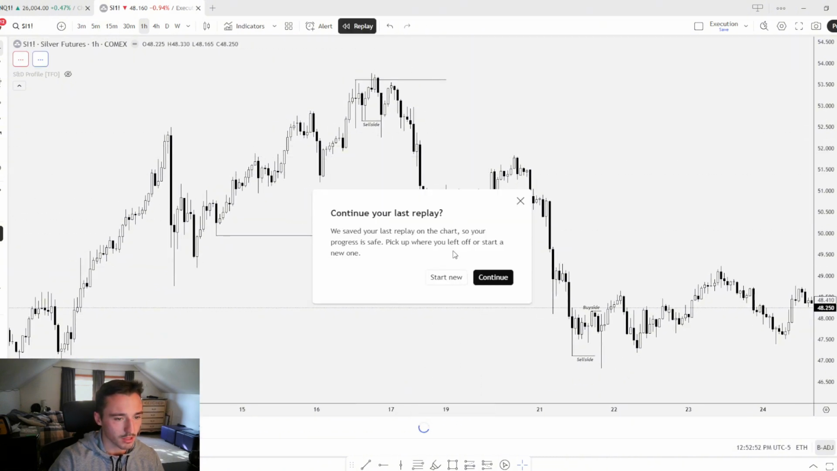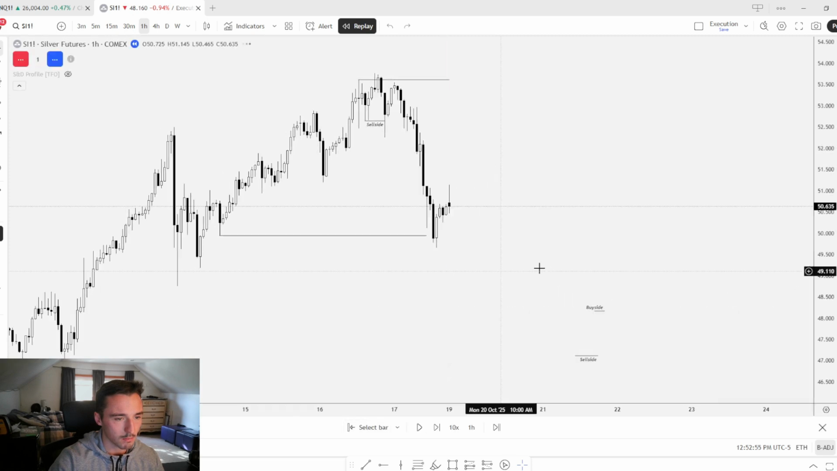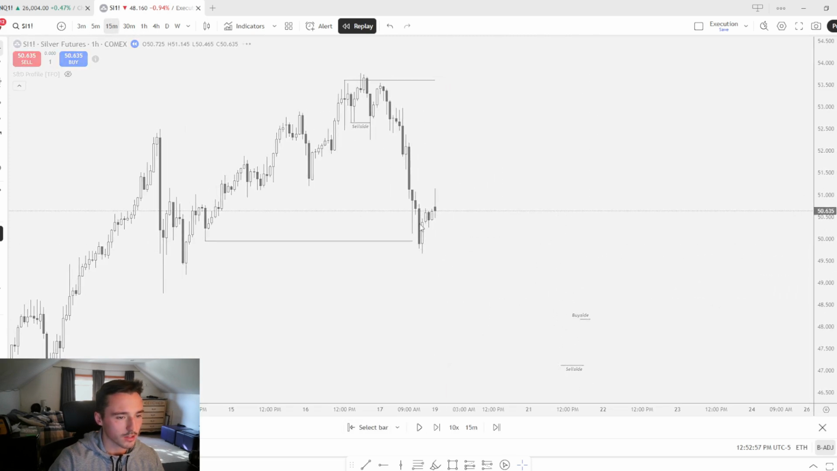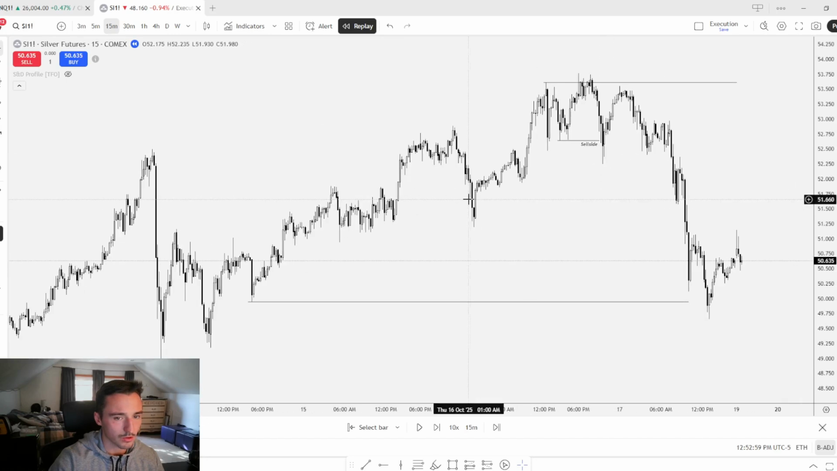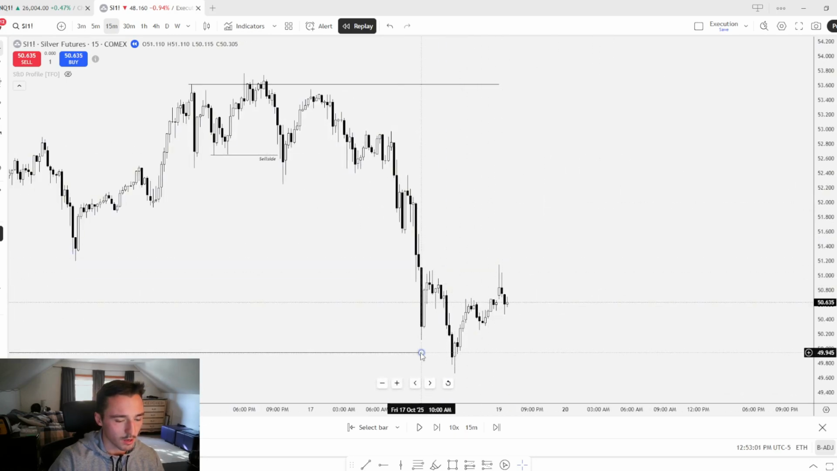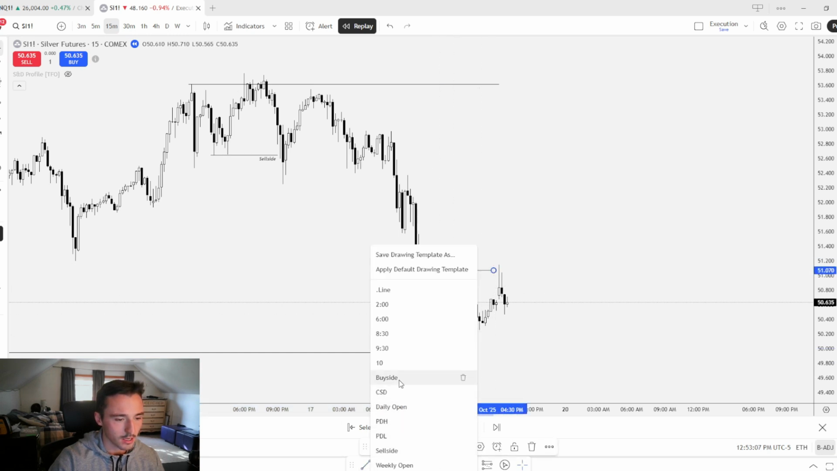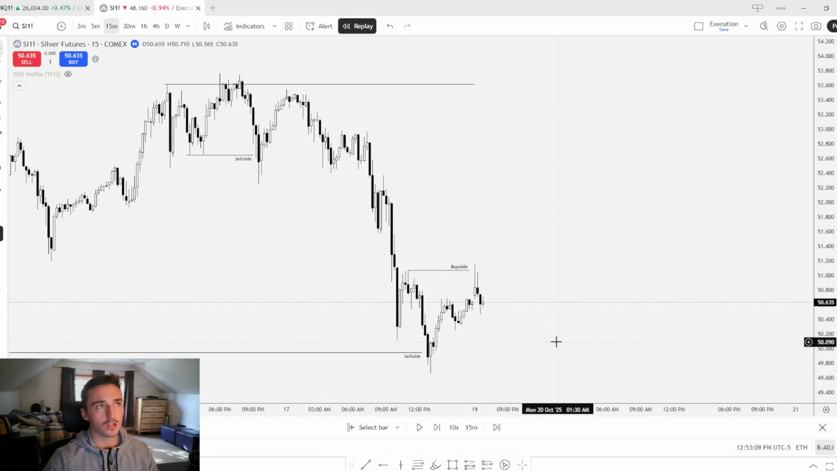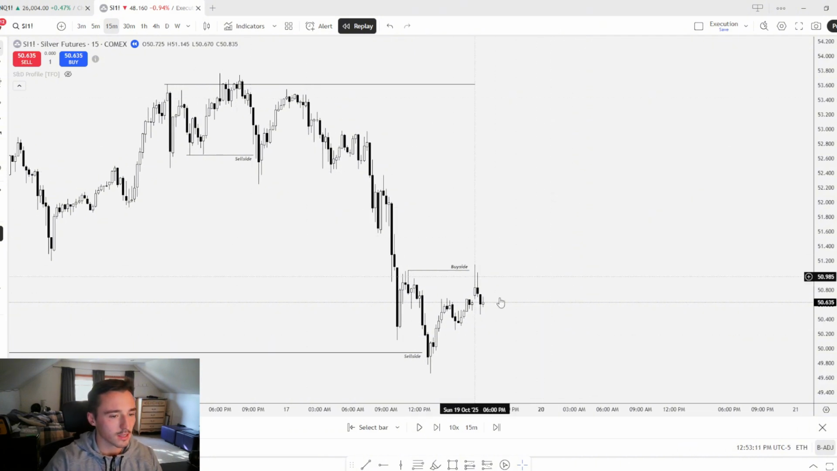So let's go into replay and just go right here, and we can go down to the 15-minute, right? So what do we notice? We come down and we sweep that sell side liquidity mark, and now we have buy side objectives, right? So another thing that we're going to be going over in later videos is internal and external. So this becomes your internal liquidity mark, right? Which will be explained in the internal to external video.